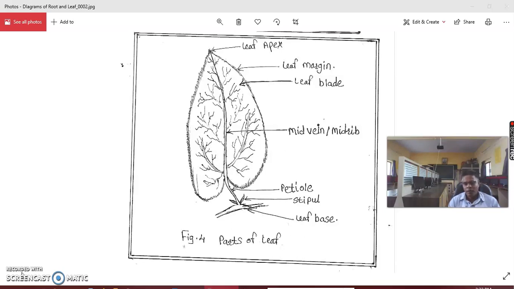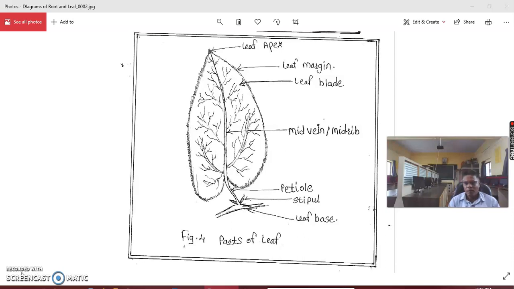Then we study in detail the different parts of leaf. Number one, leaf base. The leaf base is the basal part of the leaf, which is attached to the stem. In many plants, the leaf base expands into a sheath which is closely attached to the stem. For example, monocotyledon grasses are the example.